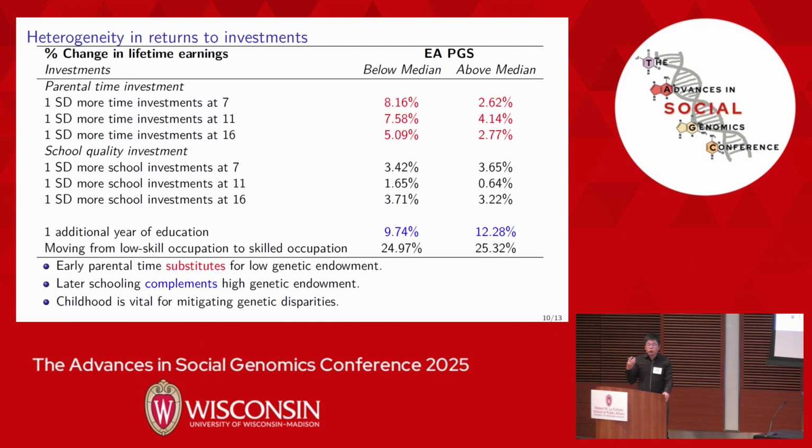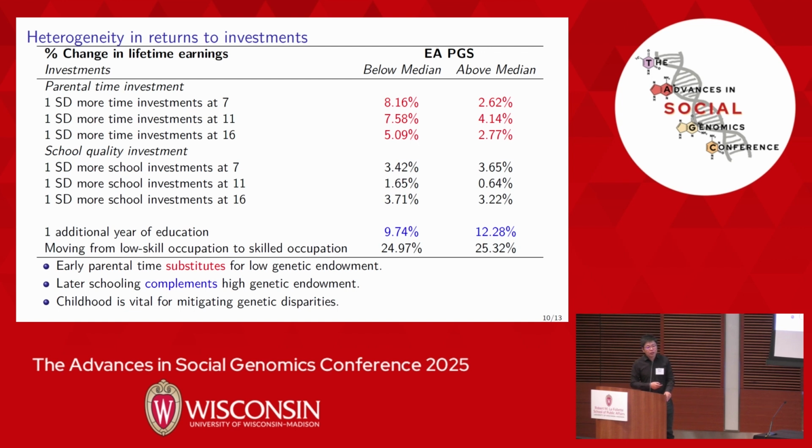Okay, and what we are doing here is we re-estimate the model, separating the individuals with low PGS and those with high PGS, and estimate these coefficients. Now what we want to highlight is that there seems to be a change in complementarity between the EAPGS and these investments. More specifically, during the childhood period, we see that parental time substitutes for low genetic endowments, right? So there's a substitution in the childhood period. The ones with low PGS actually get higher marginal returns from those investments.